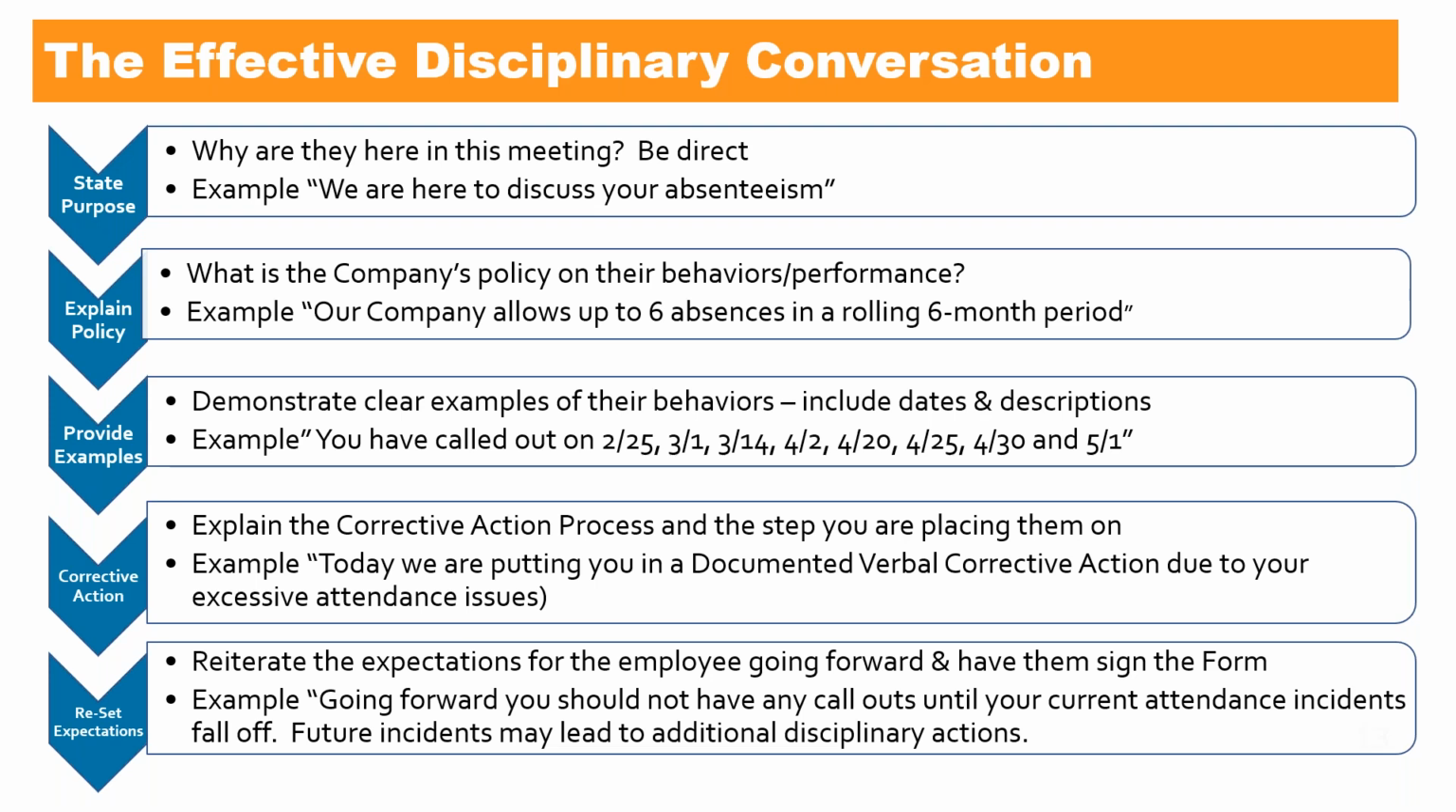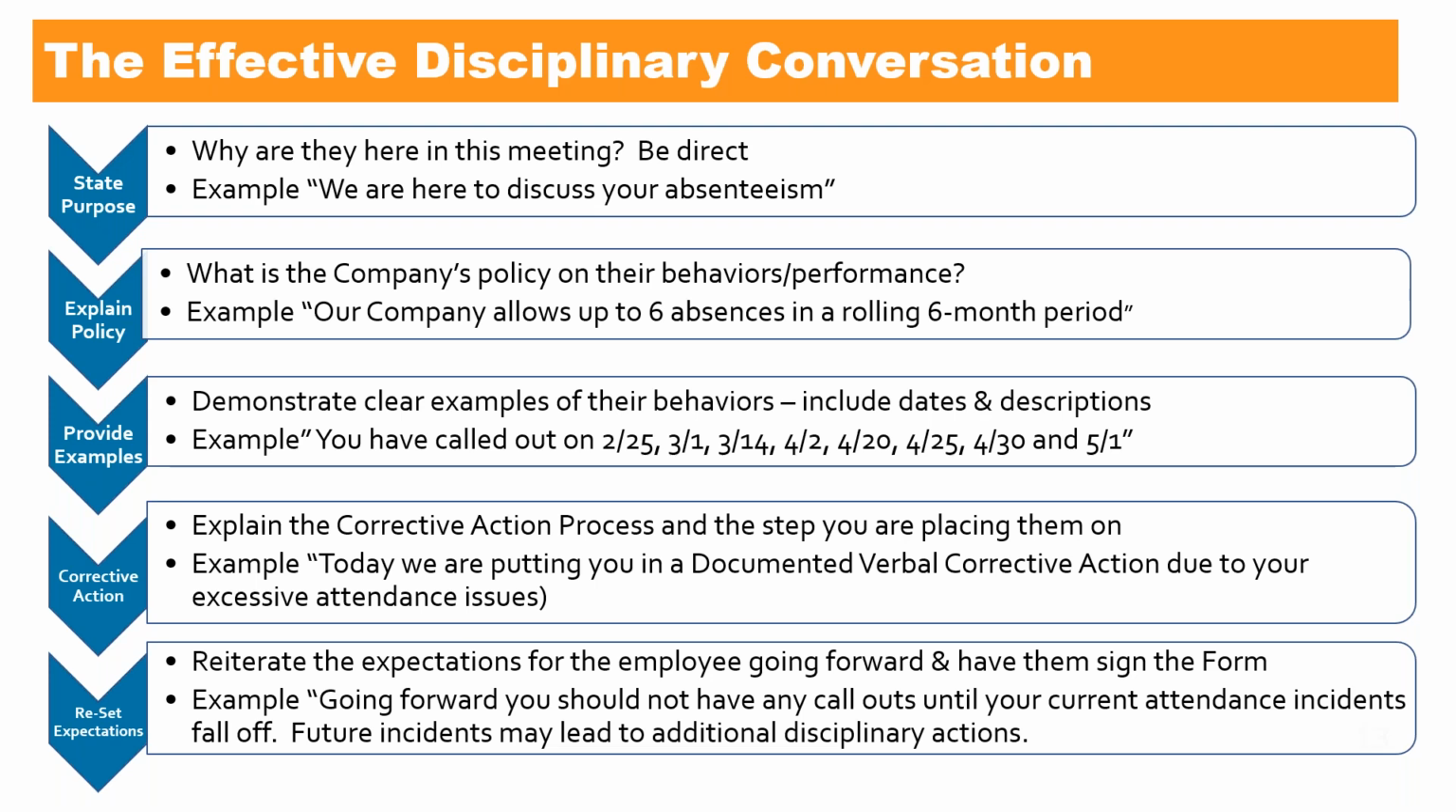Step 4 is bringing the conversation back to the corrective action process by clearly explaining which step they're being placed on and why. That way, they're clear as to what the repercussions are for the behaviors you talked about. For example, you can let the employee know that they're being placed on a documented verbal corrective action due to their excessive attendance issues that violate the company policy.